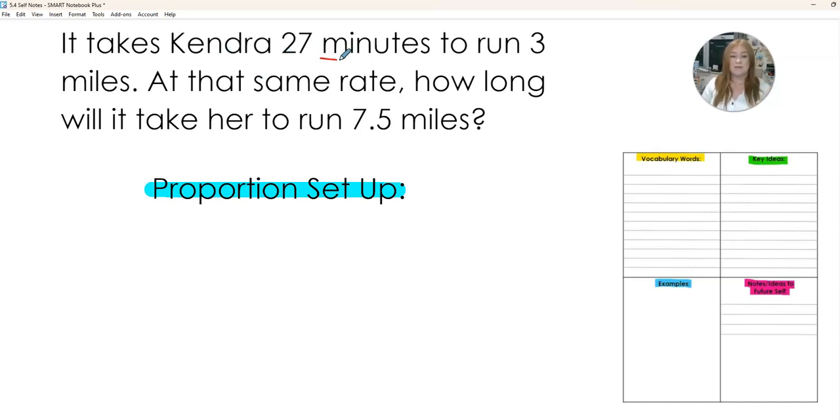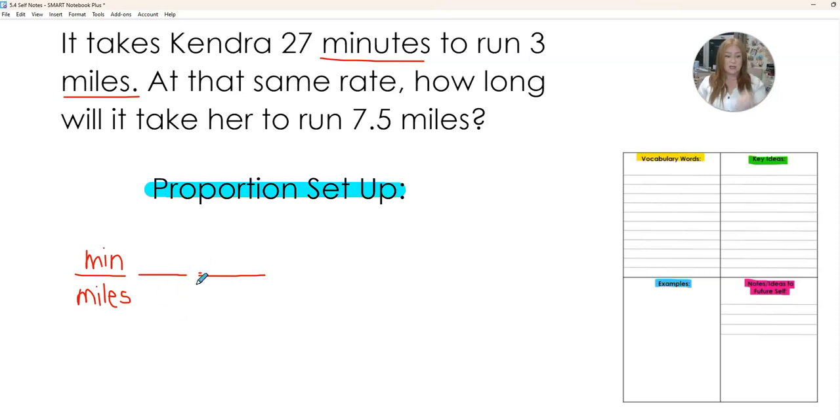She ran 27 minutes and that took 3 miles. We have to have our labels, and I can't just put M and M or I won't know which is which. So we're going to start with minutes. I can abbreviate, but I've got to know that that's my minutes. I'm going to put minutes on top, and I'm going to put miles on the bottom. When we set up a proportion, I have to have my labels to start. Then I'm going to make a fraction line, put an equal sign, and put another fraction. This is our proportion setup every single time.